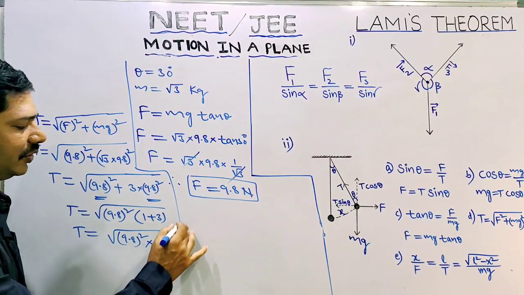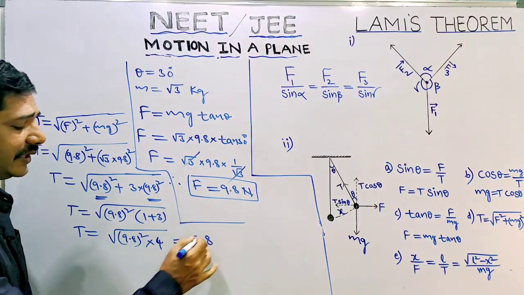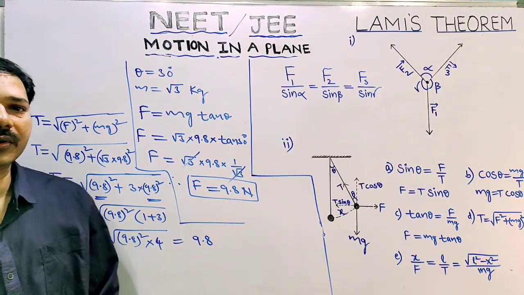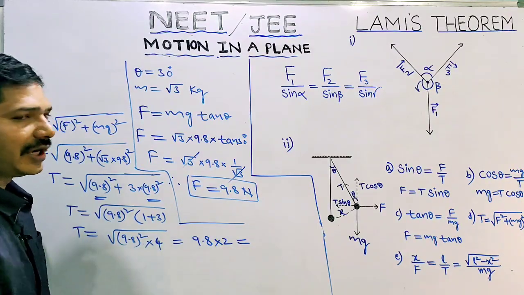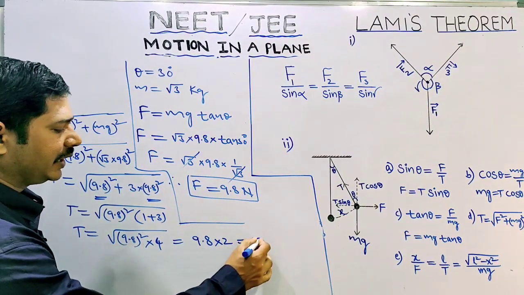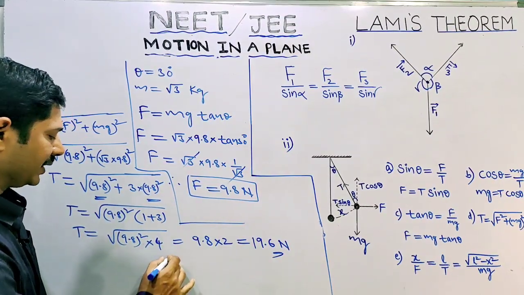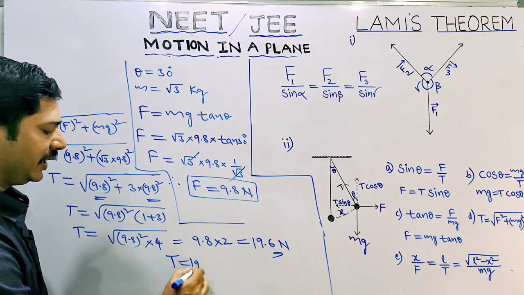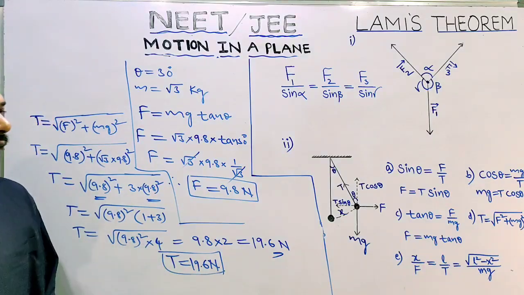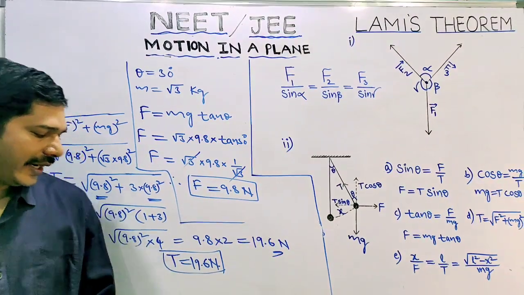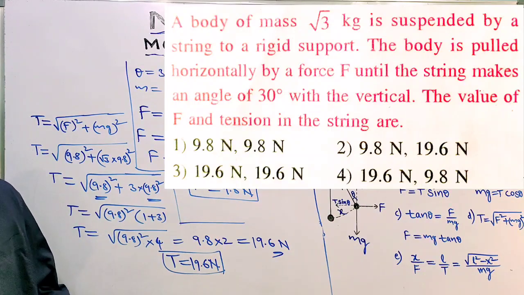So that equals, you can write, 9.8 outside the root, and root 4 outside the root is 2. 9.8 into 2 is 19.6. Here the tension unit is also newtons only. T equals 19.6 newtons. So the force value is 9.8 newtons and the tension is 19.6. Which option is correct? The second option is correct.